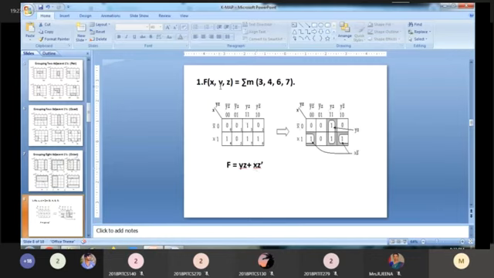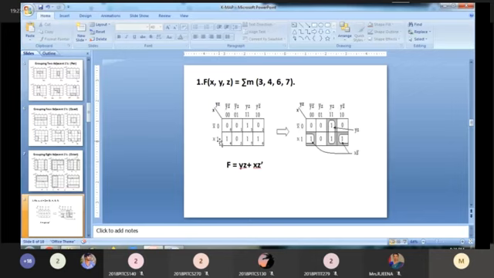First one, f of x comma y comma z equal to summation m of 3 comma 4 comma 6 comma 7. First, how many inputs are there? 3 inputs. So we are going to use a 3 variable K-map. 3 variable K-map means your left side has only one variable, and the top has 2 variables. So here x is the one variable, and here you have 2 variables. The possible values are Y bar Z bar, Y bar Z, Y Z, Y Z bar: 00, 01, 11, 10. Here x bar and x: 0 and 1.